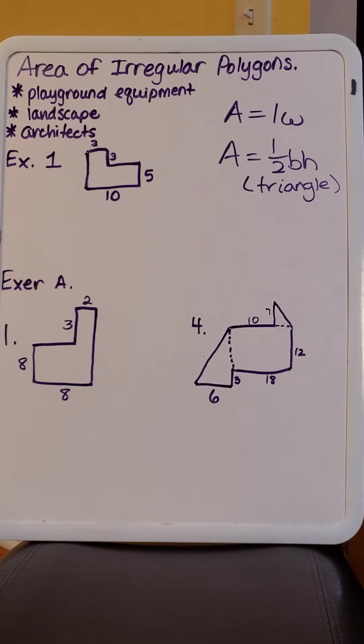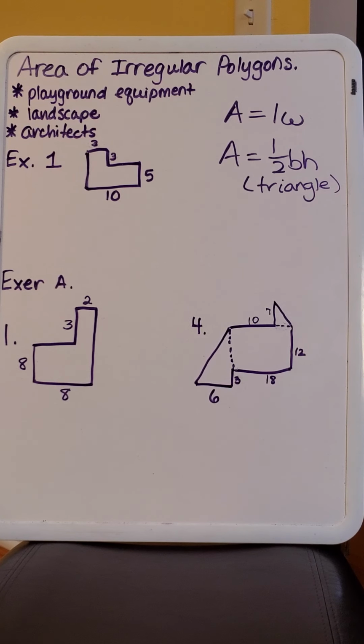Architects are people who draw and design buildings. All buildings are not square or straight up and down. There are curved buildings, buildings with different angles in them. So that's where irregular polygons come into play.